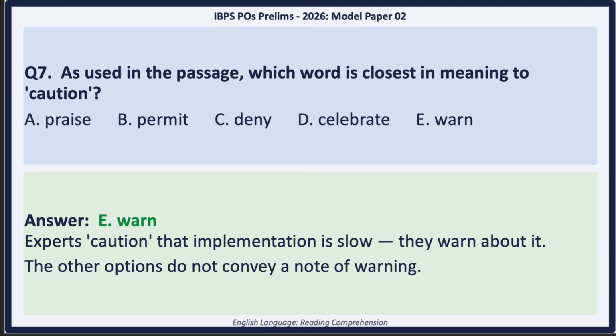Question 7 is also a contextual synonym, this time for caution, as in experts caution about the slow implementation. In this semantic environment, the correct choice is E, warn. To caution about something slow and problematic is to issue a warning.